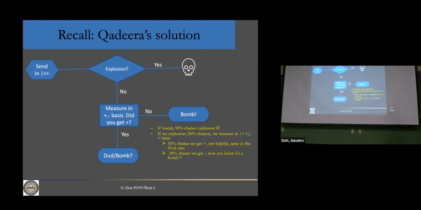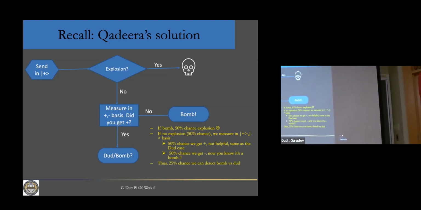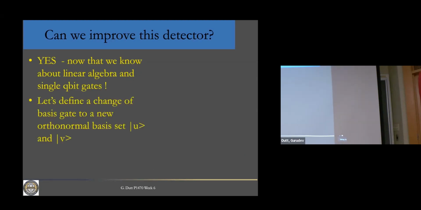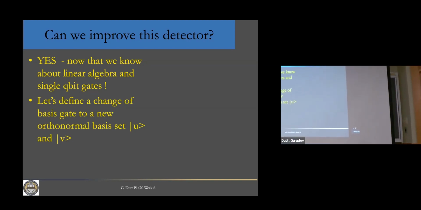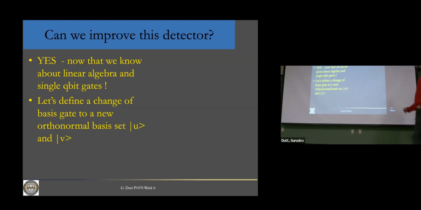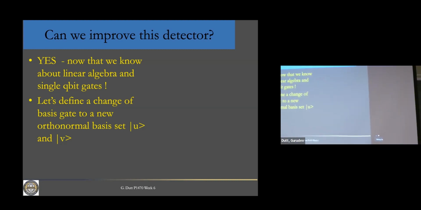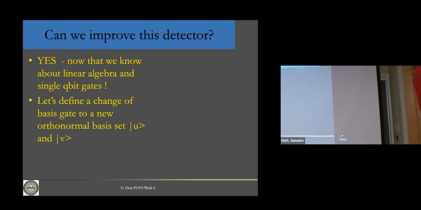That's just a summary of the last time we went through this. I'm not going to go through that again. It was from a few lectures ago, just summarizing over there. Our goal was to improve the detector, and we did that by, as suggested by somebody in the class, defining a new basis, which is called U and V. And it's also orthonormal, just like plus and minus are an orthonormal basis set.